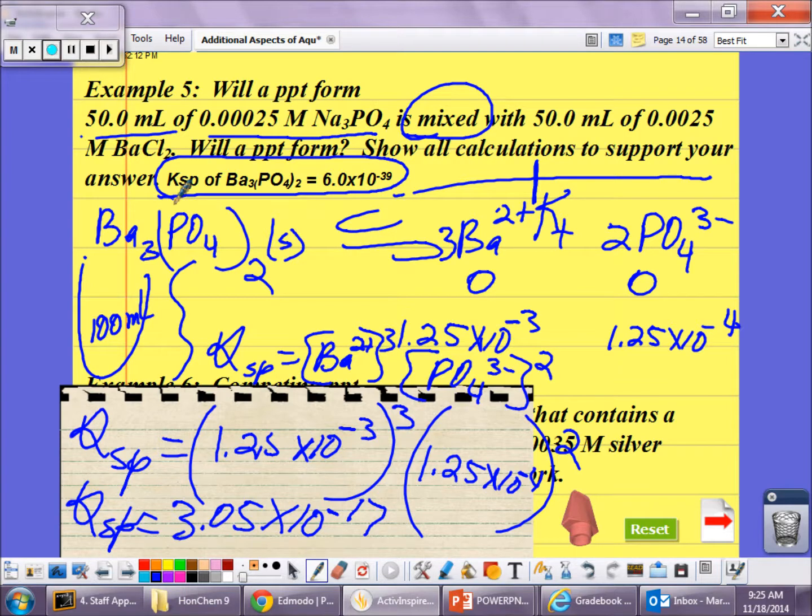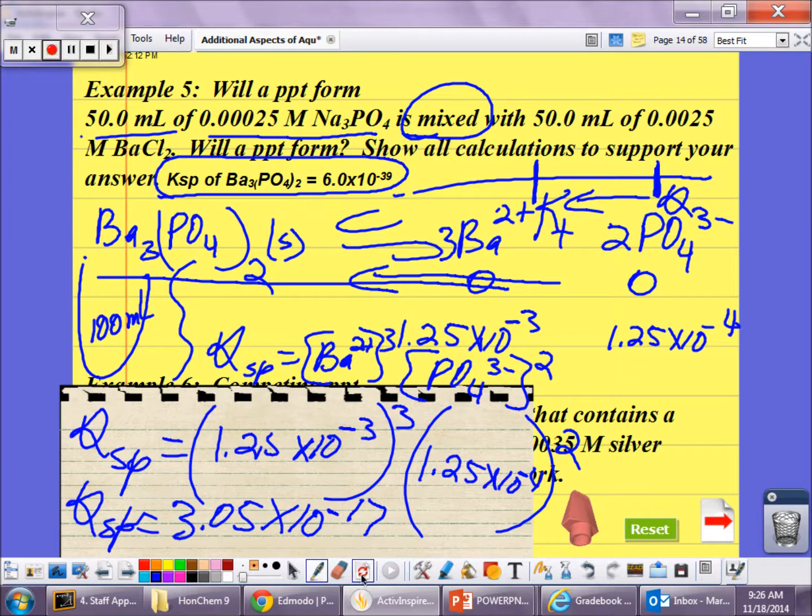Q is greater than K. So I put Q right here. Remember, we want to be at K. If I look at the reaction here, you want to be at K, therefore, will a precipitate form? The answer is yes, because this is your precipitate. You are going toward the solid. The answer is yes, a precipitate will form, but make sure you always show your work. Alright?